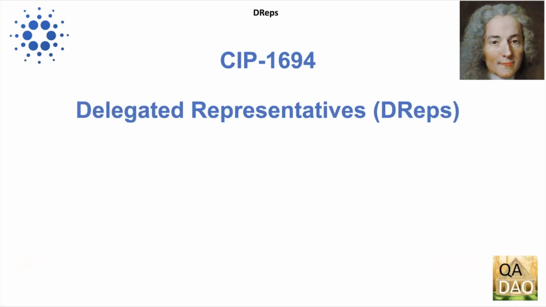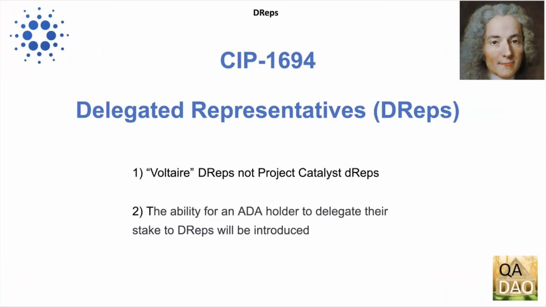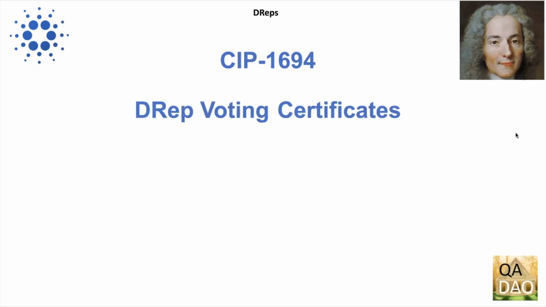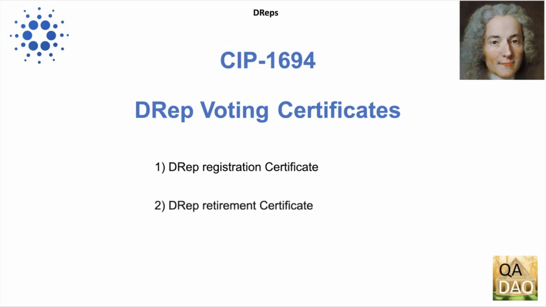Delegated representatives, DReps. Voltaire DReps are not Project Catalyst DReps. The ability for an ADA holder to delegate their stake to DReps will be introduced. DRep voting certificates. DRep registration will emulate the existing stake delegation mechanisms for a new set of voting certificates. These will comprise a DRep registration certificate, a DRep retirement certificate, and a vote delegation certificate. The DRep registration and retirement certificates administer their on-chain identification, information, and status.